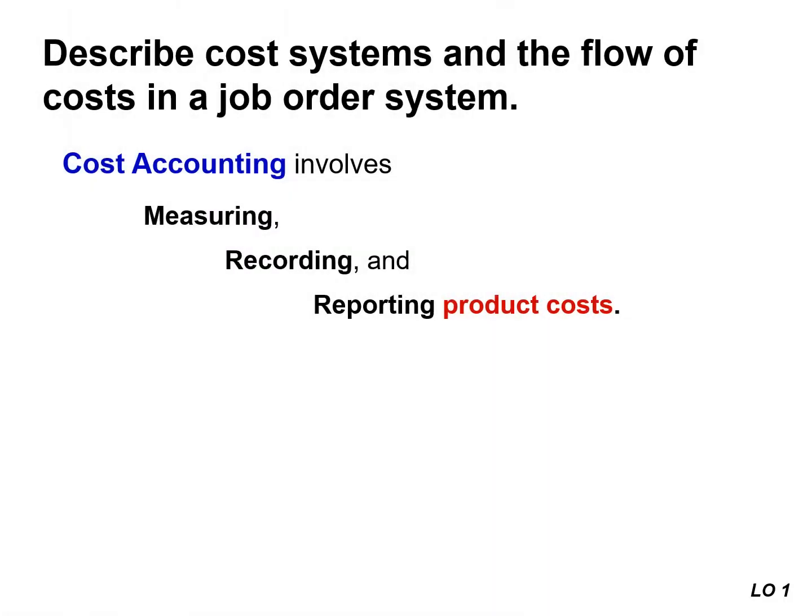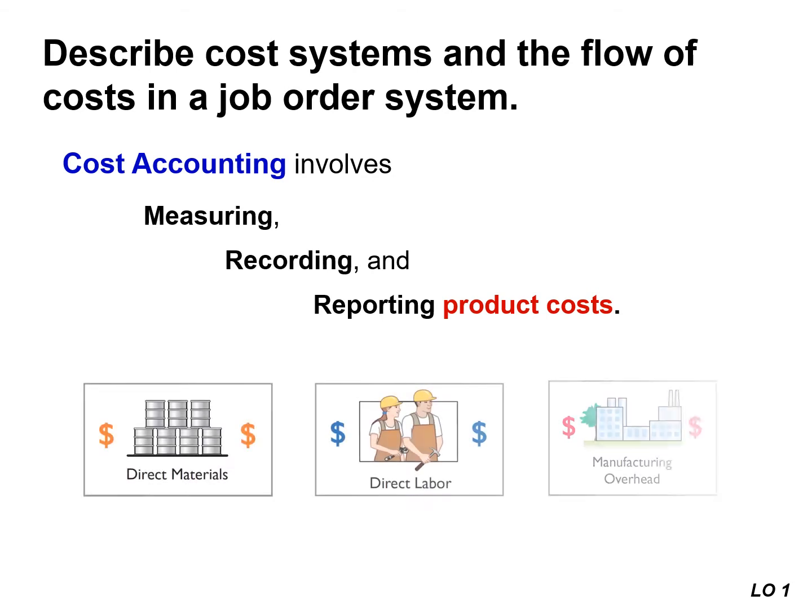Cost accounting involves measuring, recording, and reporting product cost. Companies determine both the total cost and the unit cost of each product. The accuracy of the product cost information is critical to the success of the company because this information determines which products to produce, what prices to charge, and how many units to produce.